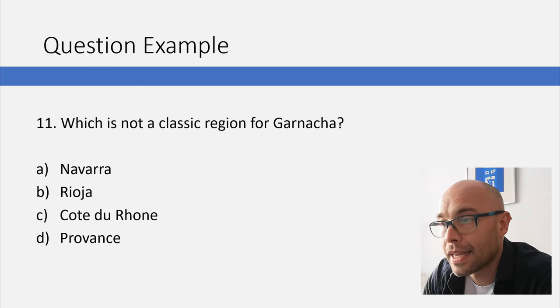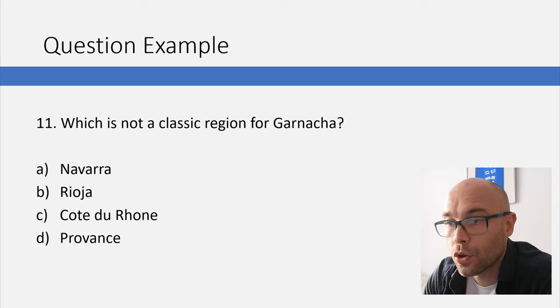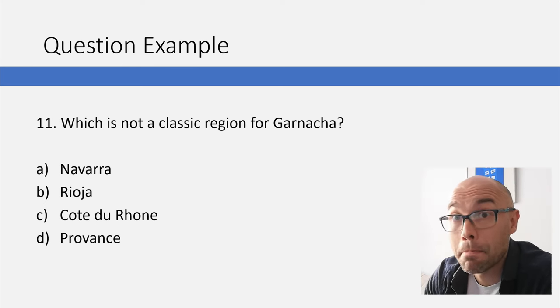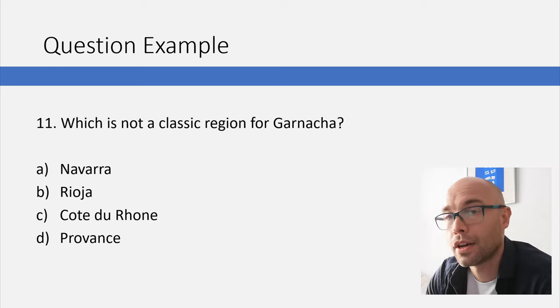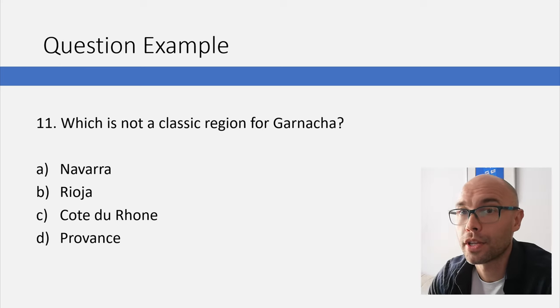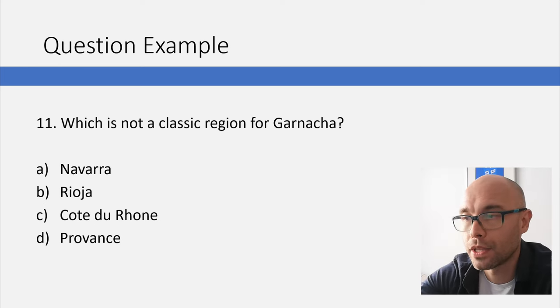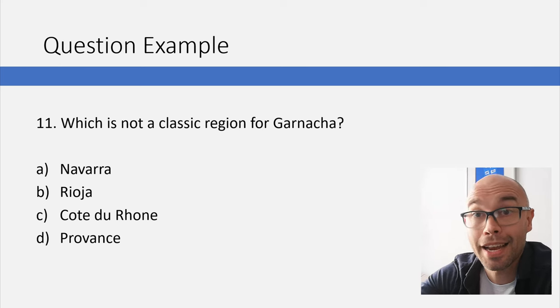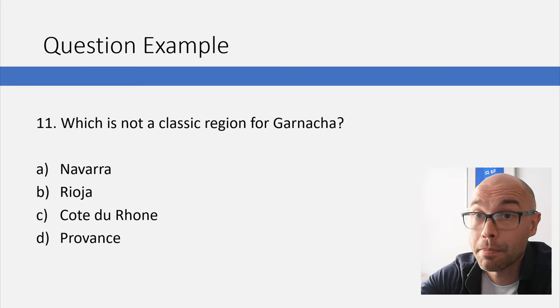Which is not a classic region for Garnacha? Navarra, Rioja, Cordero, Provence. The correct answer is B, Rioja. All other regions are more connected with Garnacha. In Rioja, actually, the main grape is Tempranillo.